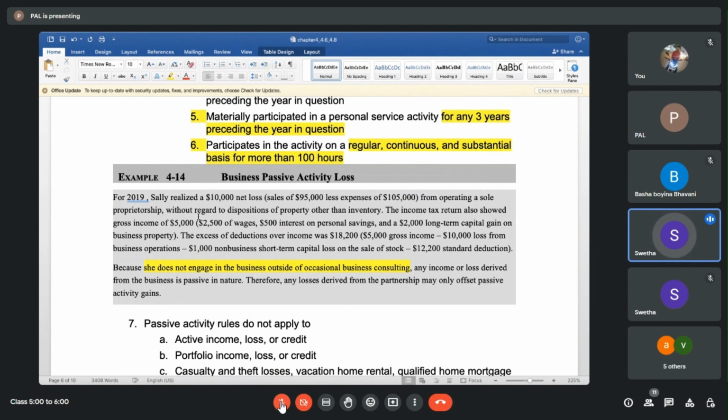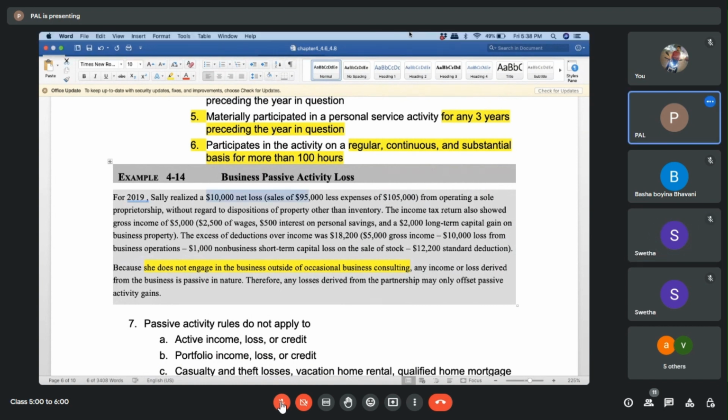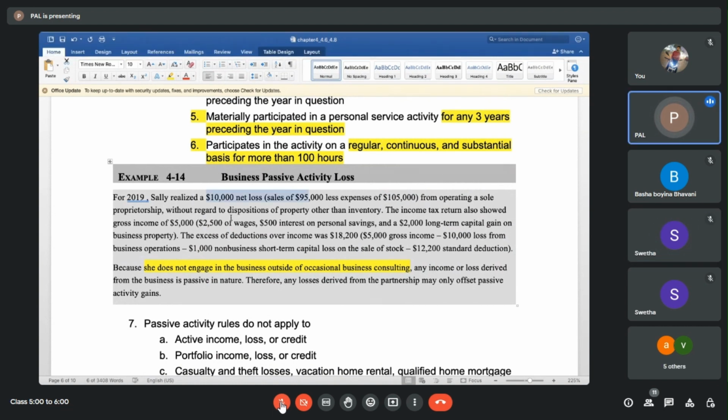The excess of deduction over income was 18,200. That is 5,000 gross income minus 10,000 loss from business operation minus 1,000 non-business short-term capital loss on the sale of stock minus 12,200 standard deduction. So we are seeing that this $5,000 gross income and $10,000 loss will reduce that income. There's another $1,000 of non-business short-term capital loss on the sale of stock. I don't think they've mentioned it anywhere here, but let's assume it is there. We're not going to focus too much on how the calculation is done. The point to note here is that this is a business loss and it is not a passive loss, and that's why she's able to offset that business loss against other income.